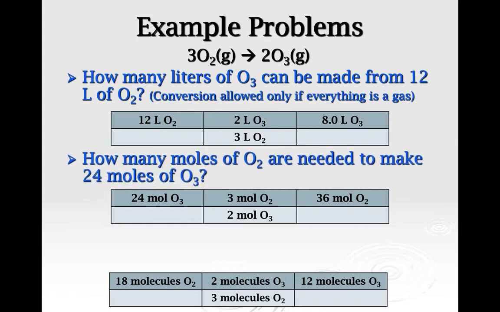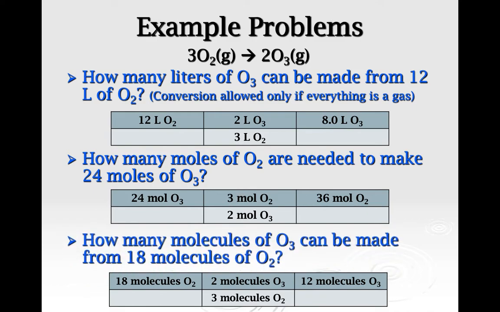Remember, coefficients can also be used as moles. So we've done these types of problems all year long. How many moles of oxygen are needed to make 24 moles of ozone? So I start with what I know, 24 moles of ozone. I want ozone to cancel out, so the coefficient is 2. I want moles of oxygen left over, so the coefficient is 3. That's 24 times 3 divided by 2 to give us 36 moles of oxygen.